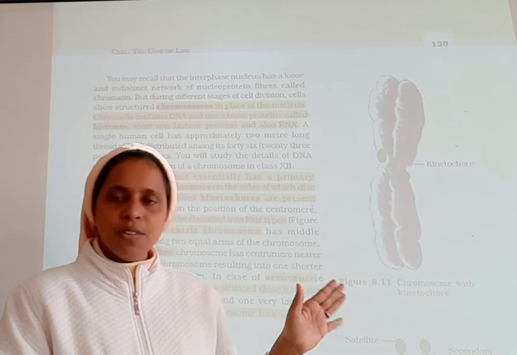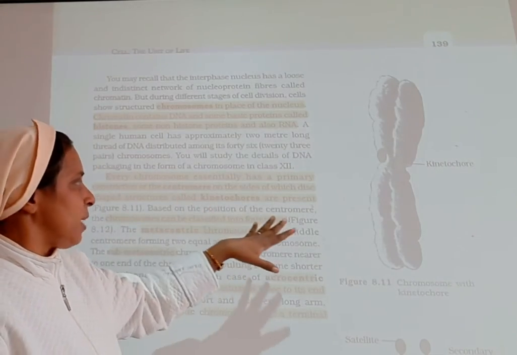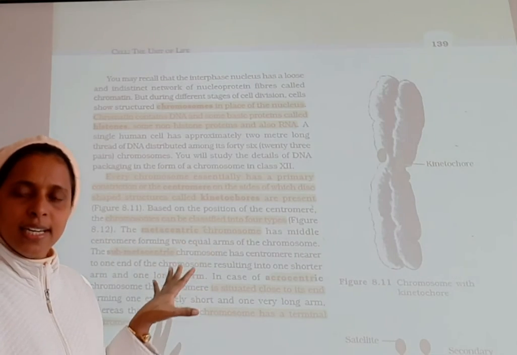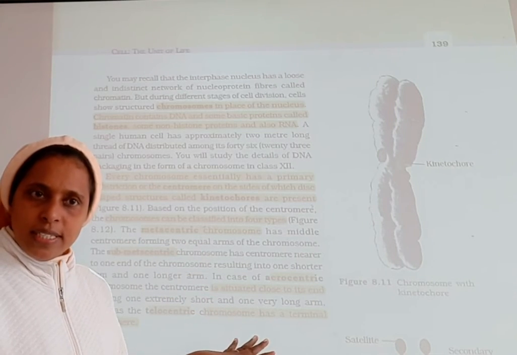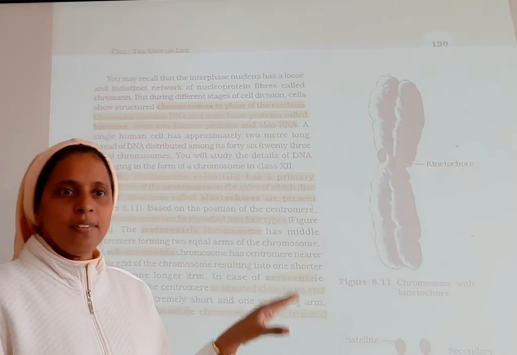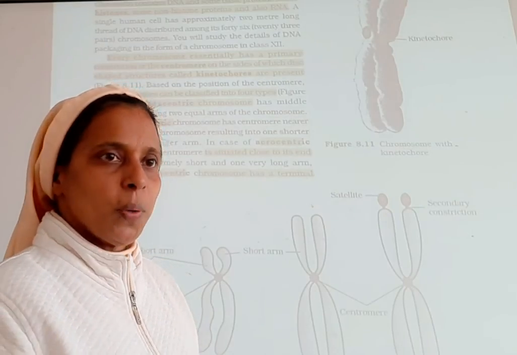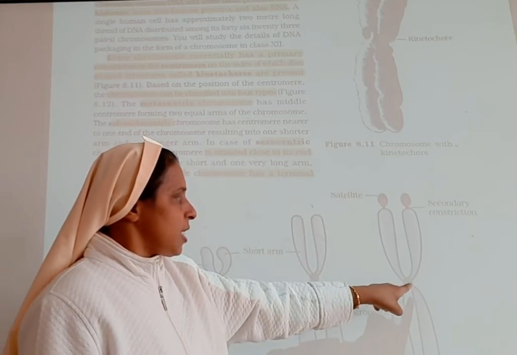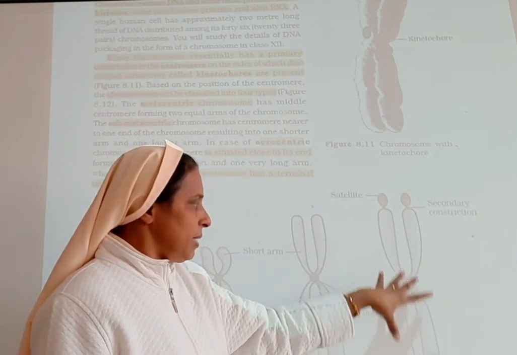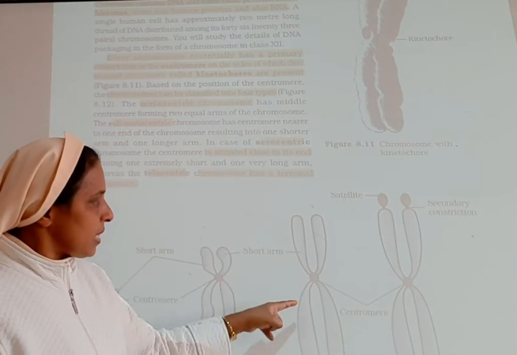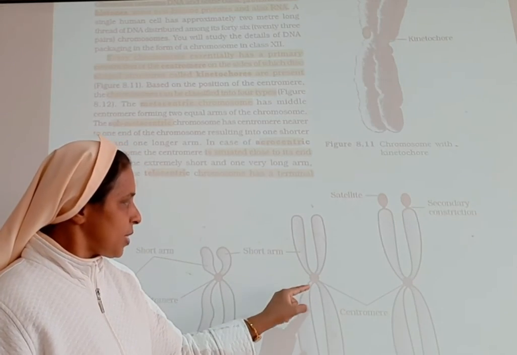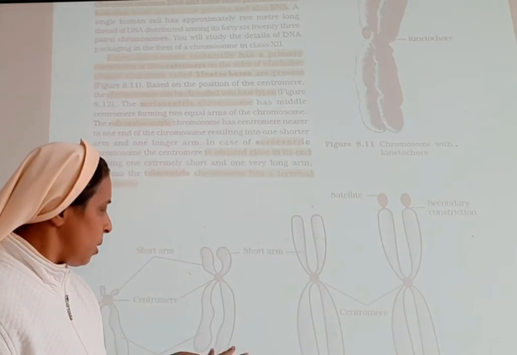We can classify these chromosomes into 4 types. What are the 4 types of chromosomes? Metacentric, submetacentric, acrocentric and telocentric. In the metacentric, as clearly shown here in the image, the centromere will be in the center and we can see 2 equal arms. This is the metacentric chromosome. Submetacentric means the centromere is found a little away from the center.